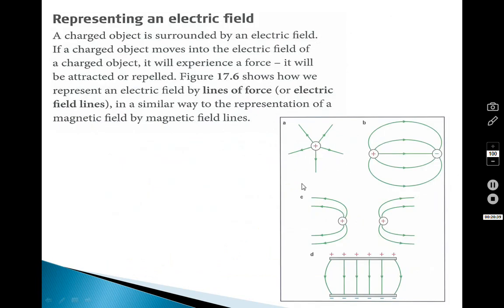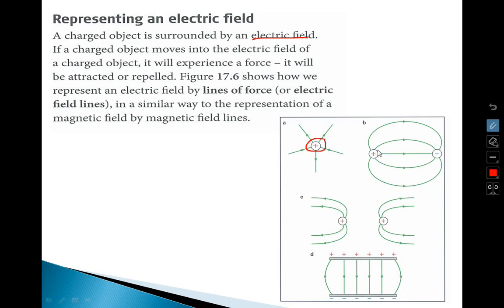So now we are going to discuss how we could represent an electric field. As we said before, any charged object is surrounded by what? An electric field. If we take a proton here, there's an electric field like this. The field lines, for the minus one, come inside. The positive one, they move outward.